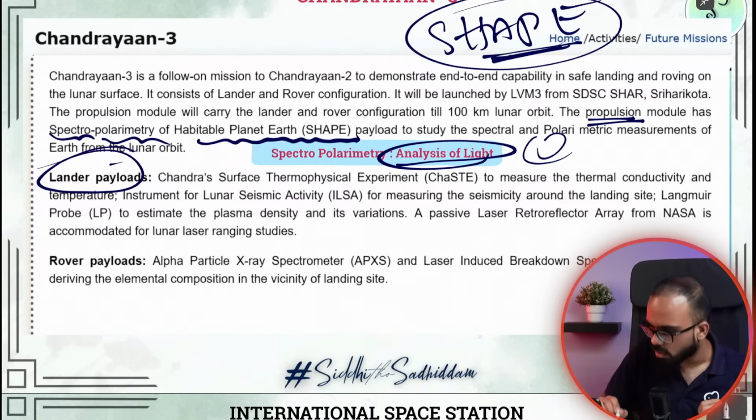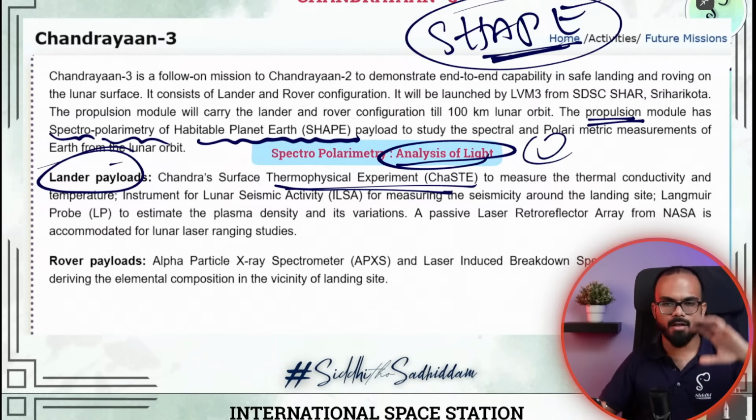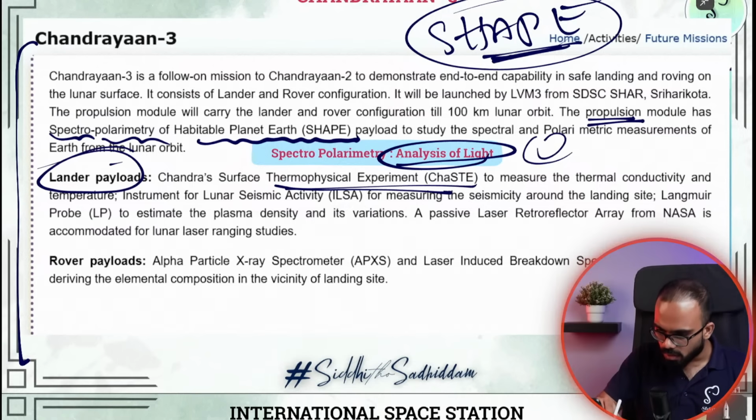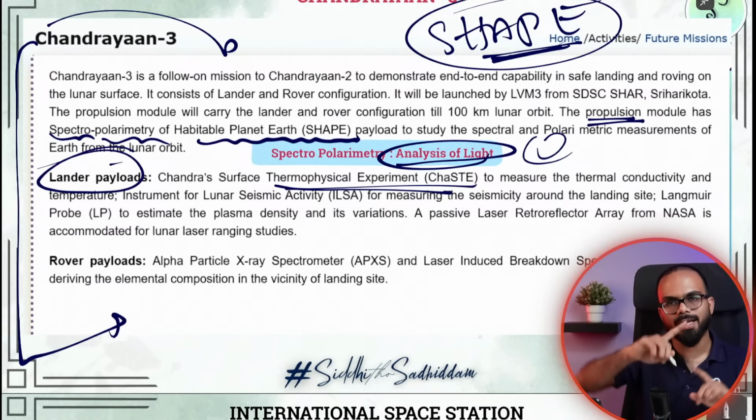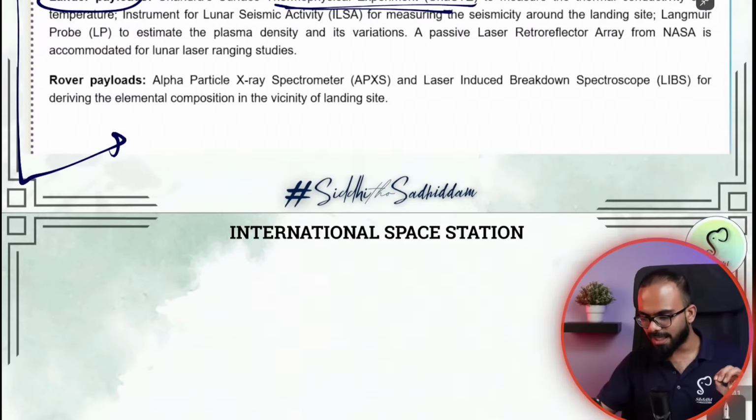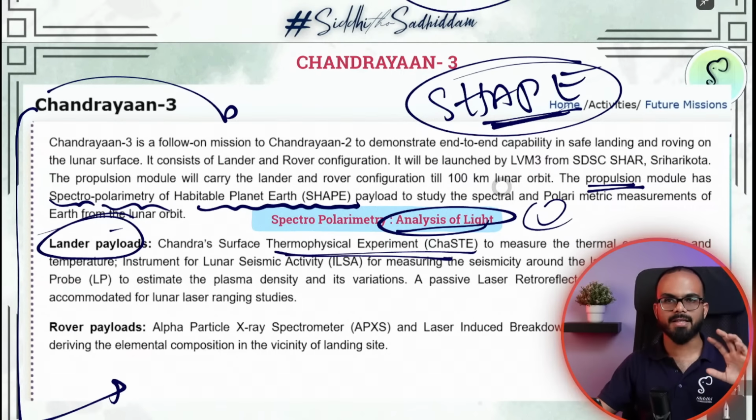The other is about the lander. The lander has thermophysical experiments, etc., etc. Today I will not bother you about these technical payloads. In the next class I will take up the technicalities of Chandrayaan 3. So this is for today.